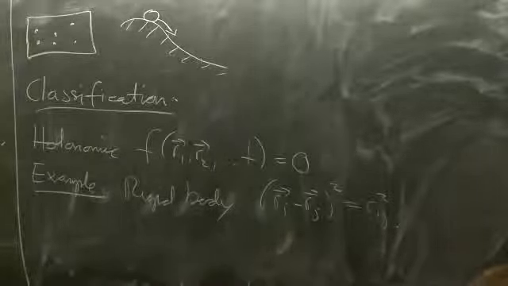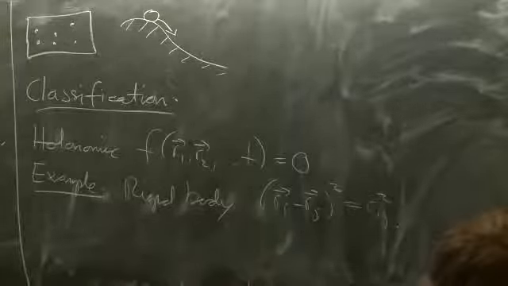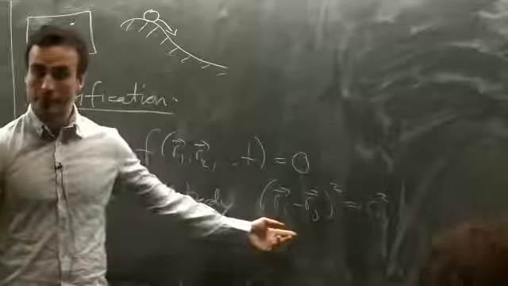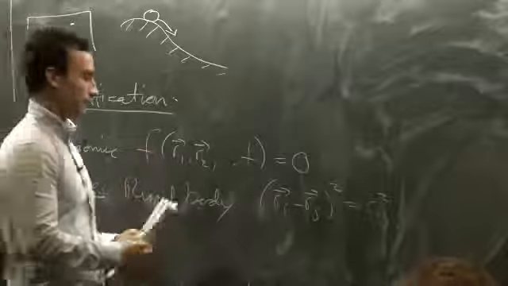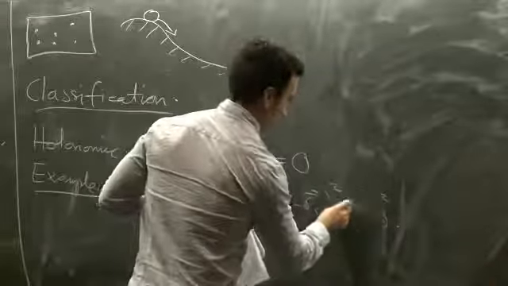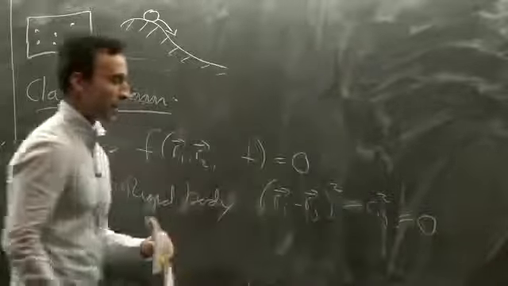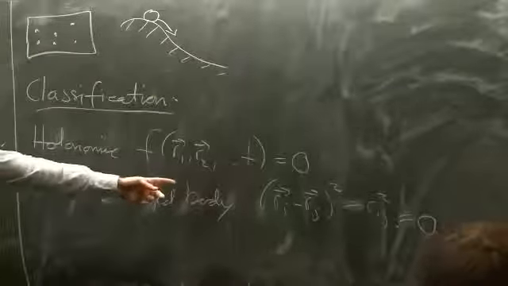You can still have a rotating body. You just can't deform it. You can't change the distance between the particles. This has precisely the form of a holonomic constraint, which can be made obvious by writing the equation like this.